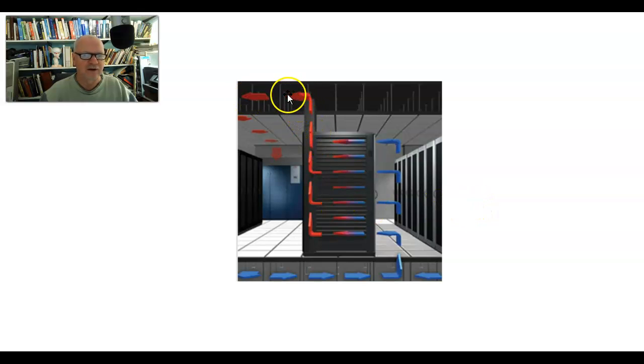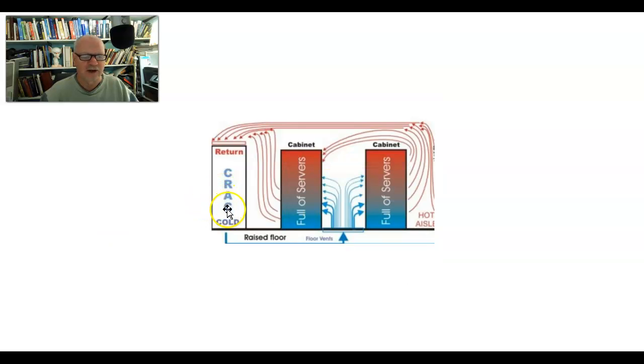And then over here, this hot air goes over to a computer room air conditioning unit, CRAC, which is our typical acronym for that. And it gets put back under the raised floor there and then back up into the cold aisles. So that's typically how we keep these things cool.